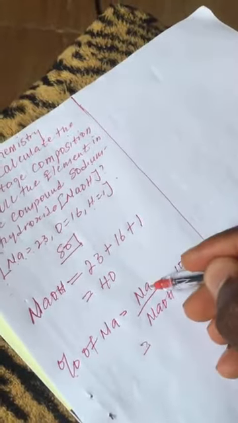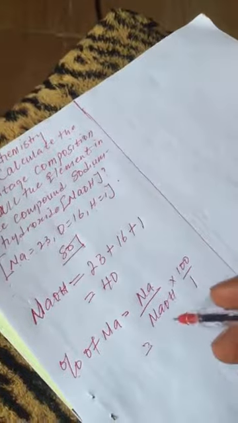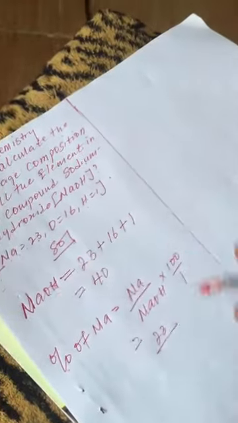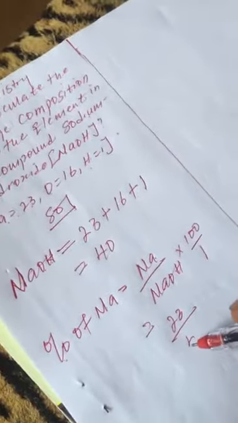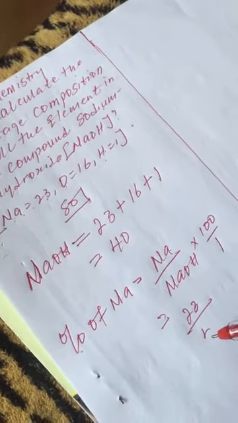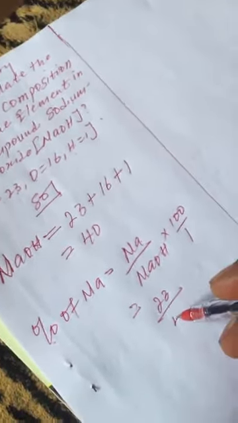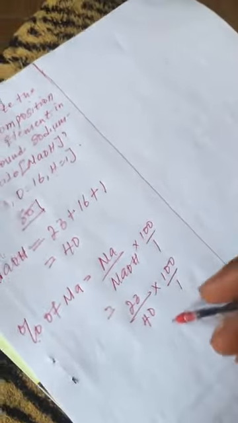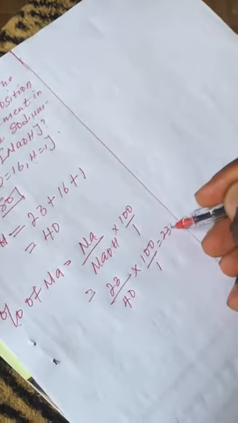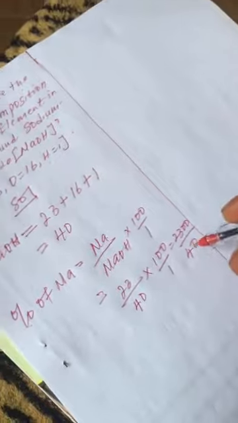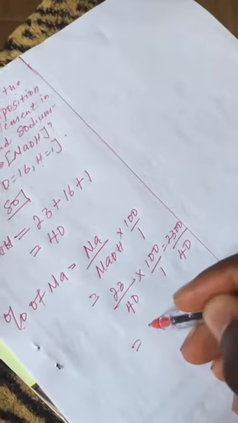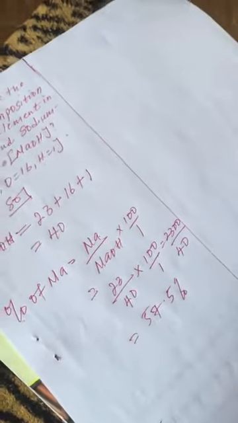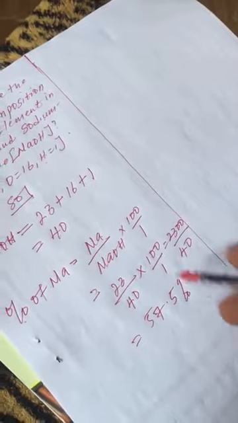So if we proceed further, what is Na in the question? The Na is 23 over NaOH, which is what we have looked for, that is 40. If we multiply it by 100 over 1, this will give us 2300 over 40. And if you do that, our answer becomes 57.5%. So this is the percentage composition for sodium.